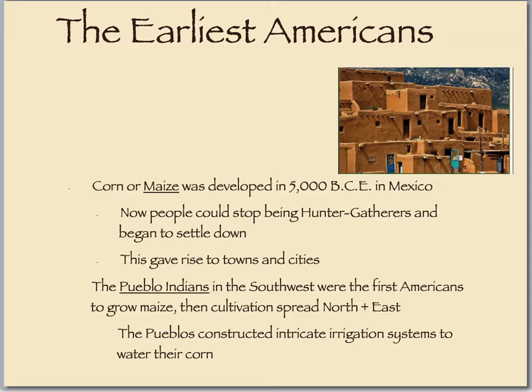Anyway, the next section is called the earliest Americans, and as I mentioned earlier, corn and maize, so important, was developed first in Mexico by the Aztecs, and so I think that it's important that it first of all fed the native groups, but also I think it allowed many of the groups to stop being hunter-gatherers, especially if their land allowed them to farm it. And this gives rise to the towns and cities. As I mentioned earlier, the Pueblo Indians in the Southwest were the first Americans to grow maize, which then spread northward. And I think this is a very important point as well. The Pueblos constructed intricate irrigation systems to water their corn. That's, I think, very important to know.